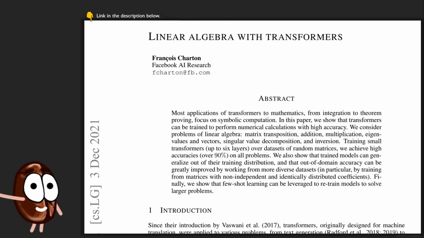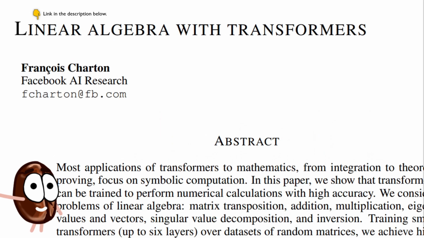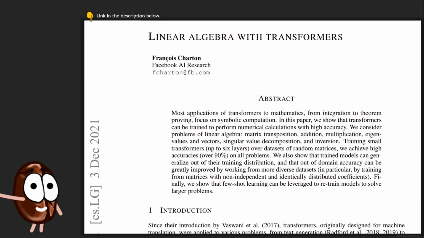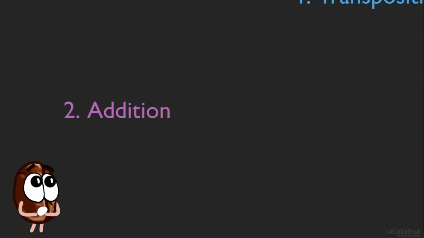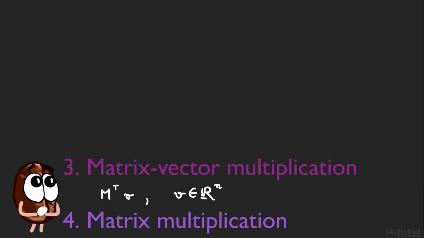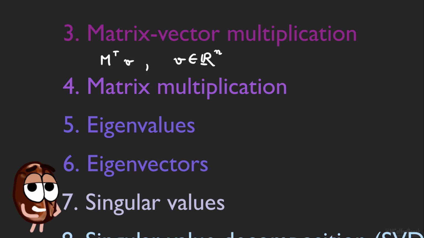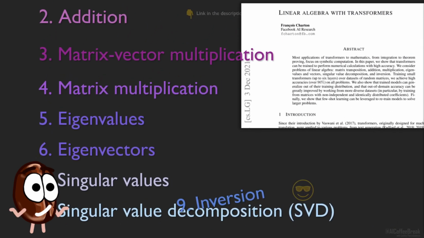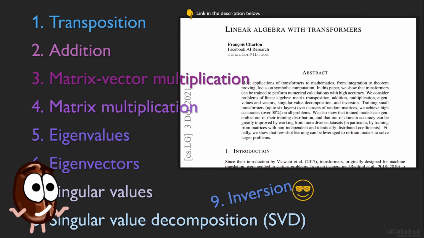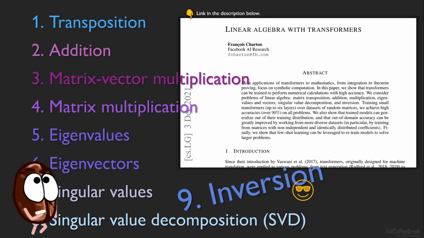So they, the authors, use a transformer to perform 9 numerical calculations from linear algebra. Matrix transposition, matrix addition, matrix vector multiplications, eigenvalues and eigenvectors, singular values and SVD, and finally matrix inversion. But why would anyone ever want to do that? It's not like we do not have algorithms for these problems already. Why do matrix inversion with transformers? Well, we have at least one reason we could present to you.